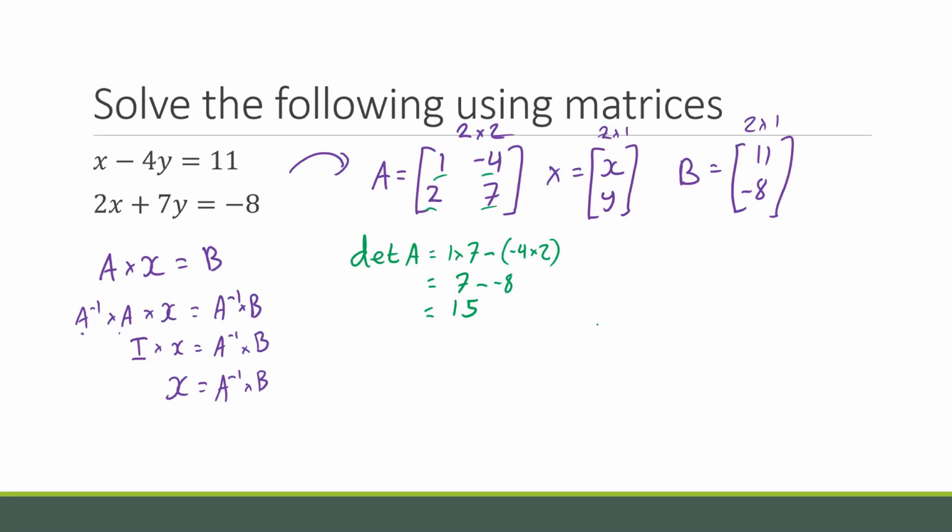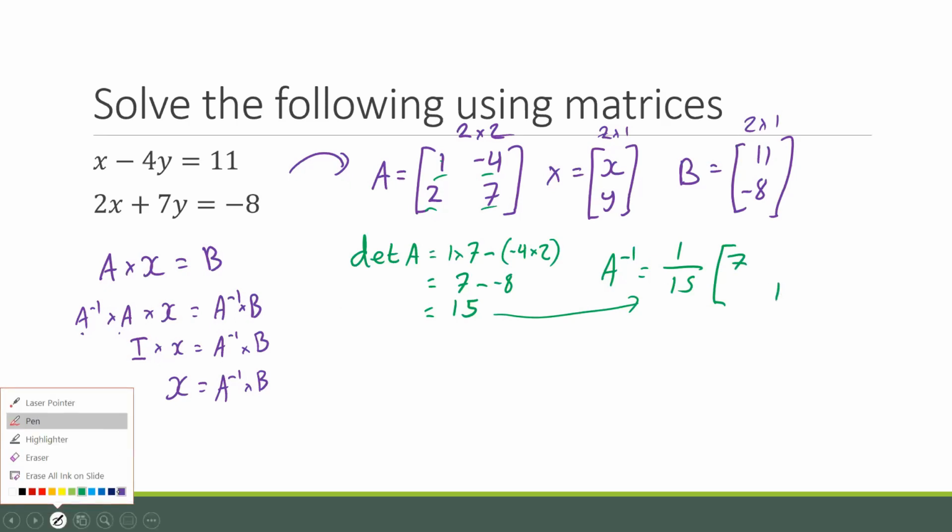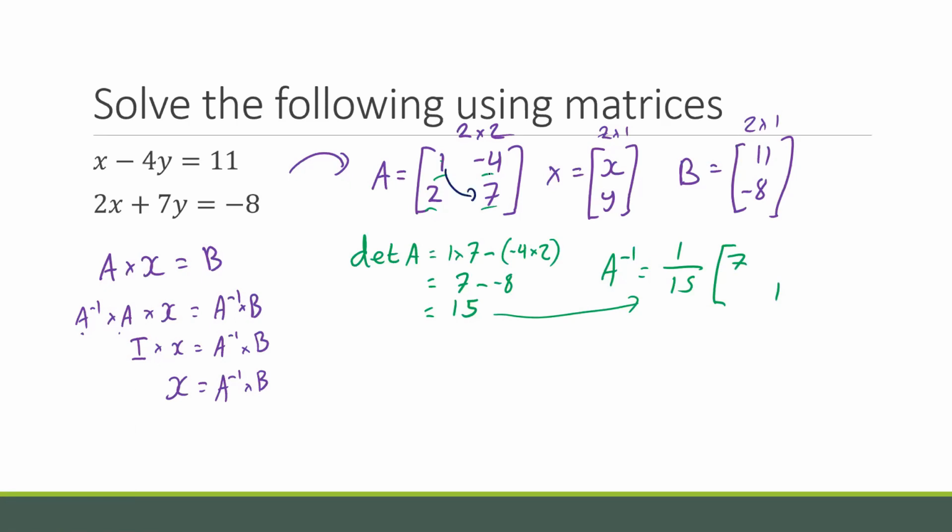Now the inverse of A is going to be equal to 1 over the determinant, which is 1 over 15. And then what I do is I swap the 1 and the 7. They get swapped. And the other ones get their negatives swapped. So this one at the top changes from negative 4 to positive 4. And this one at the bottom left changes from positive 2 to negative 2.